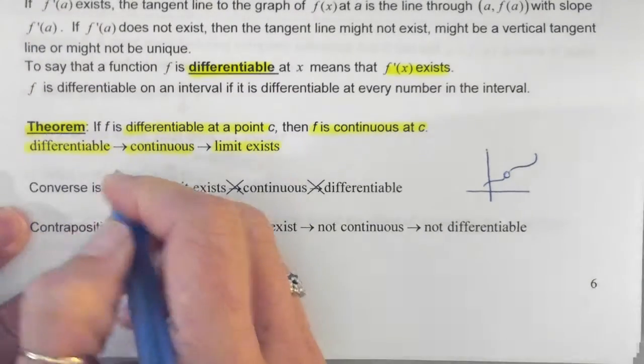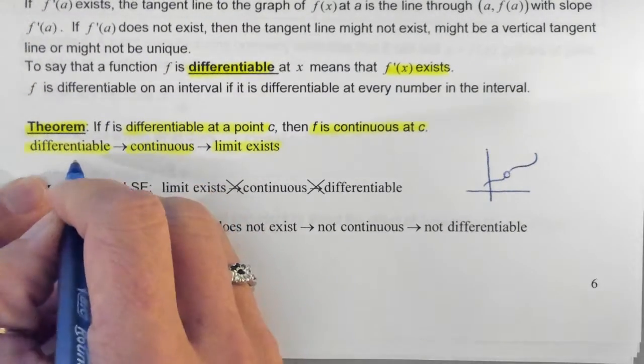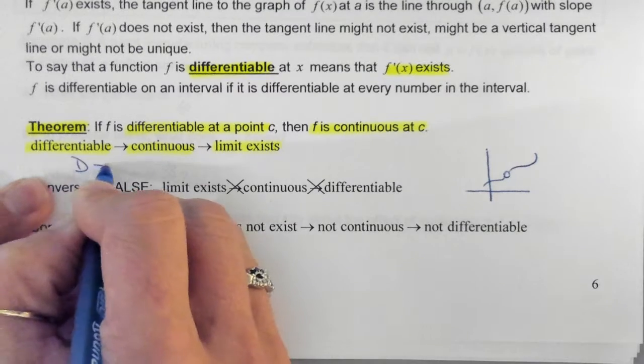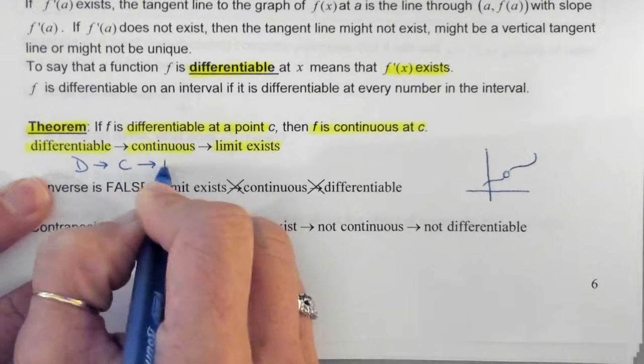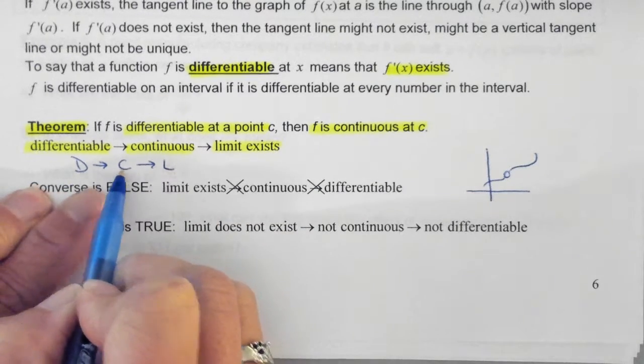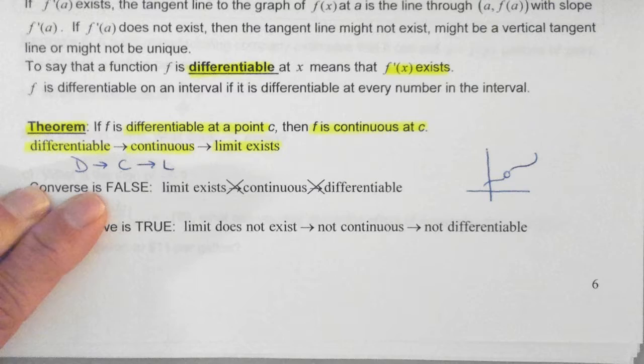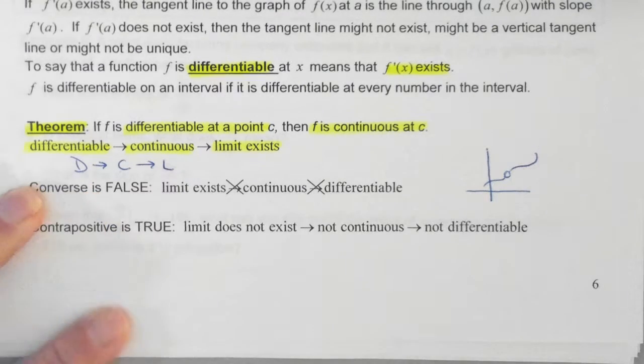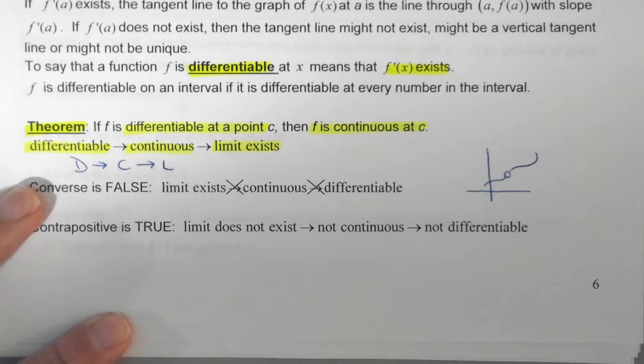You might recognize this if you had Mrs. Kim last year. D, C, and L, like this. If the function is differentiable, then it is continuous, and the limit exists. Did someone have a question? Yes? Is there a point where it can be continuous but not differentiable?